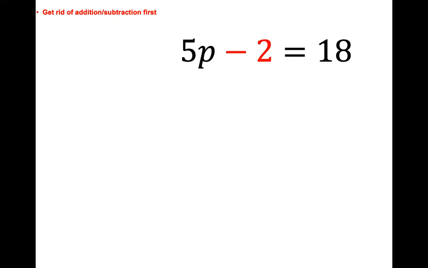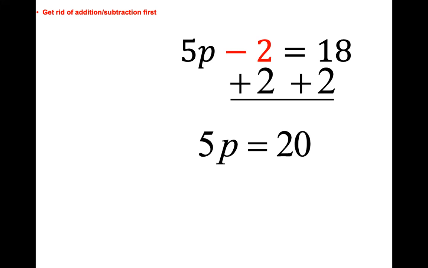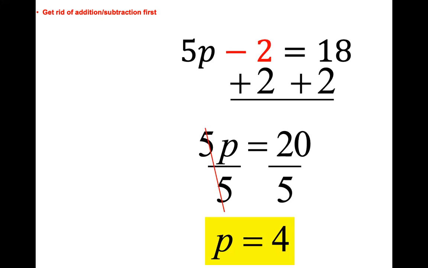So how do we get rid of -2? Add 2 to both sides. 2 minus 2 is 0. It goes away. We don't say cancel, we just say it goes away. 18 plus 2 is 20. Last step: divide both sides by 5. Therefore, we get P is equal to 4, and you're done.